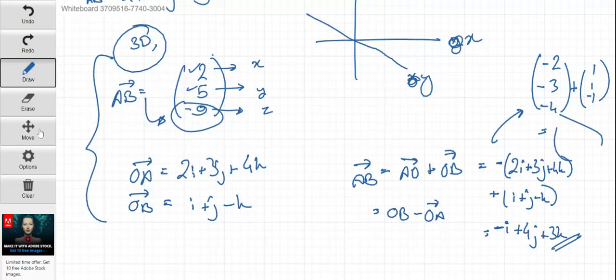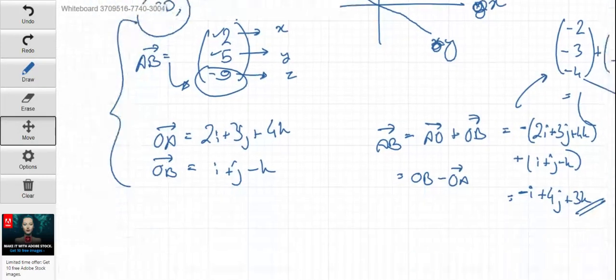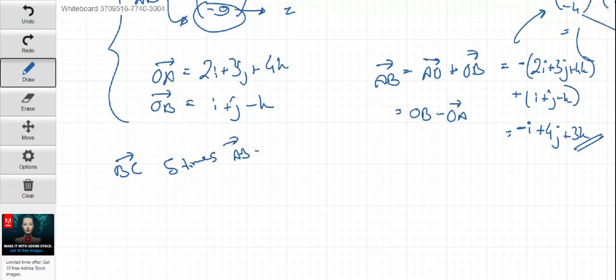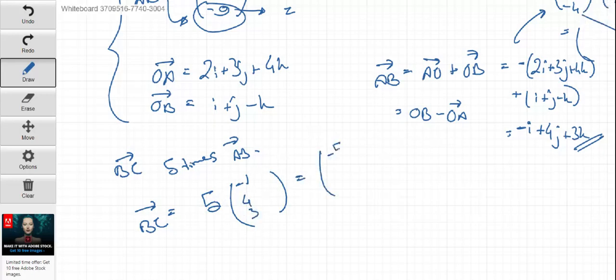So the same thing applies for multiplication. Let's say I tell you the BC vector is 5 times the AB vector. What is the BC vector? Well, you basically multiply 5 with AB. So that's negative 1, 4, and 3, which ultimately, just like in matrices, gives you negative 5, 20, and 15. So this is what this basically means.